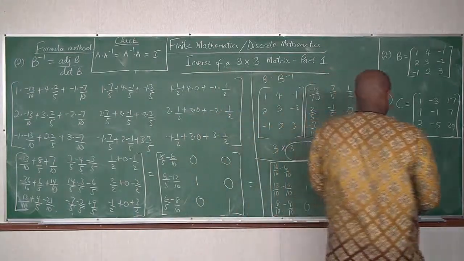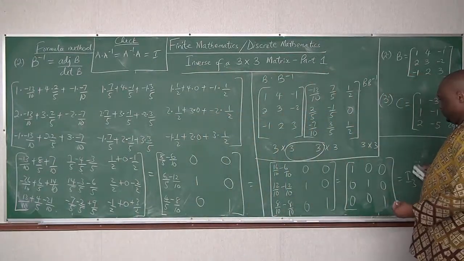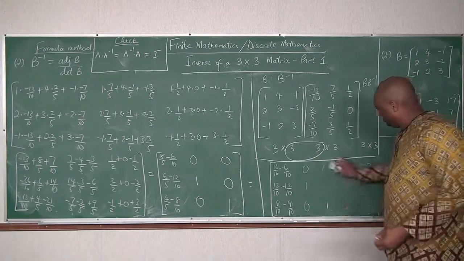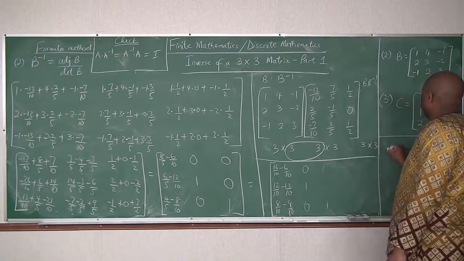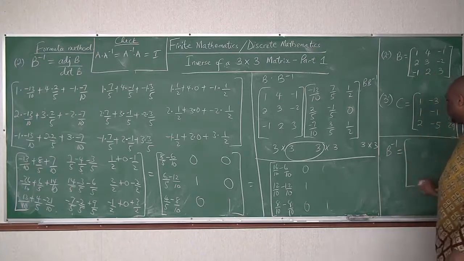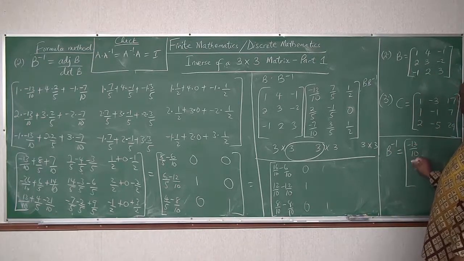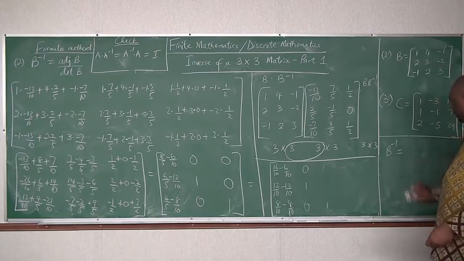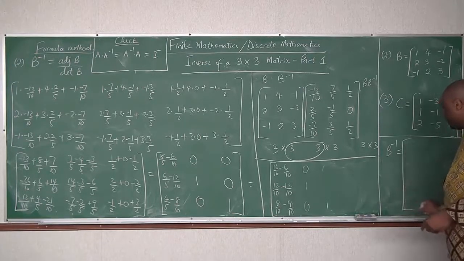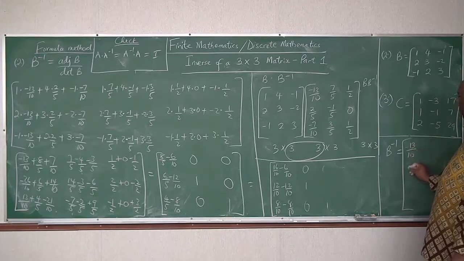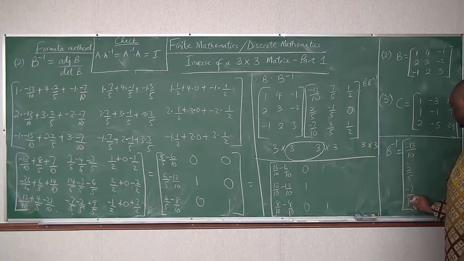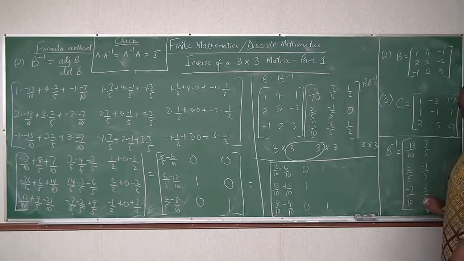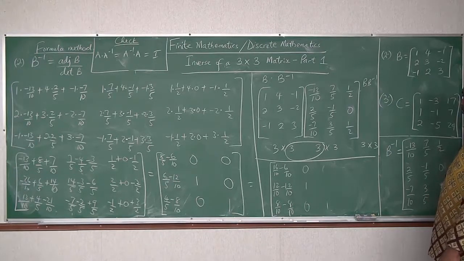So our B inverse, let me just write it here. B inverse. That our B inverse we got, because we checked it, is negative 13 over 10, 2 over 5, negative 7 over 10, 7 over 5, negative 1 over 5, 3 over 5, 1 over 2, 0, 1 over 2.